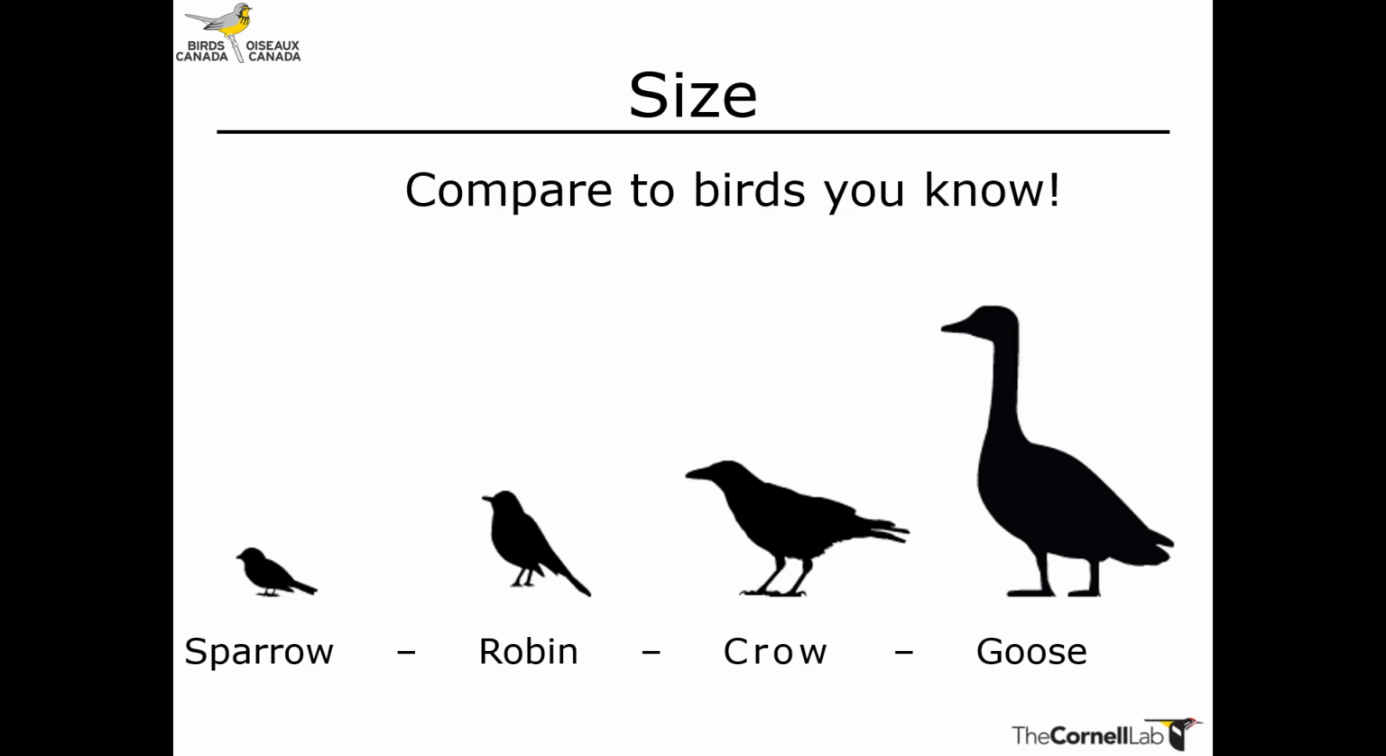And if you're looking between two ducks, you're not going to notice a 2 centimeter difference or a 5 centimeter difference on a bird. You really want to use these kind of bins. Is it roughly sparrow size, robin size, crow size, goose size, or somewhere in between those? So you want to pick those kind of benchmarks. And oftentimes comparing to something around the bird's habitat can be really helpful for getting a true sense of size.